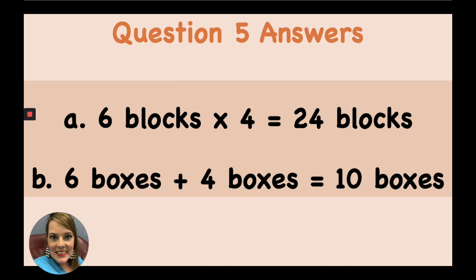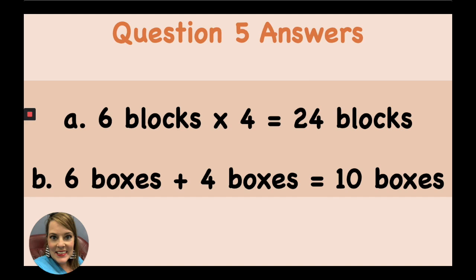B, Mr. Kaiser donated 6 boxes of books and 4 boxes of CDs. This question asked me how many boxes he donated in all. I know that I need to add. 6 boxes of books plus 4 boxes of CDs equals 10 boxes donated. You should not have circled B.